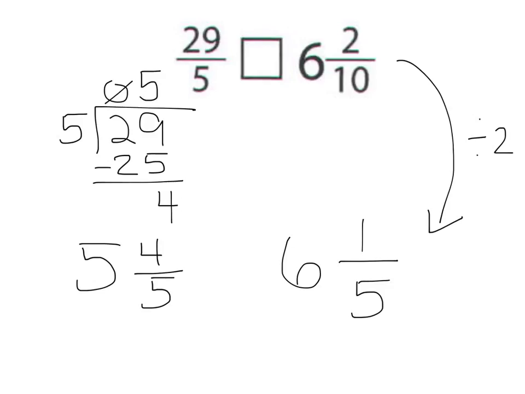We have 5 and 4/5 compared to 6 and 1/5. And clearly 5 and 4/5 is going to be less than 6 and 1/5. Now if you noticed, the whole number didn't change, so really we didn't have to change the fraction part of this because 5 was already less than 6. However, it's always good practice to make sure that you're comparing fractions with the same denominator. Even if you already know that one is greater than the other, it's a good idea to make sure you have common denominators.